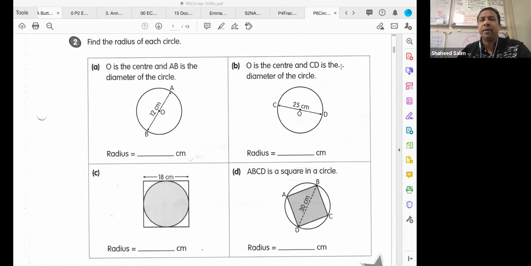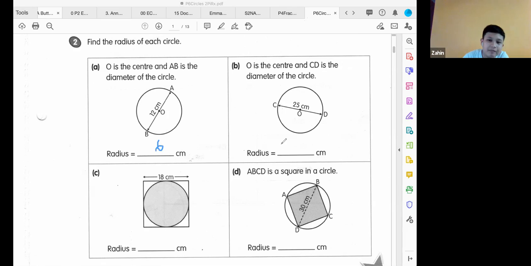Okay, Zahin done, Ilhan done. All right. What's the radius here? 2A. How many cm? Anyone? Zahin and Ilhan, either one? 6. Okay, next one on here.